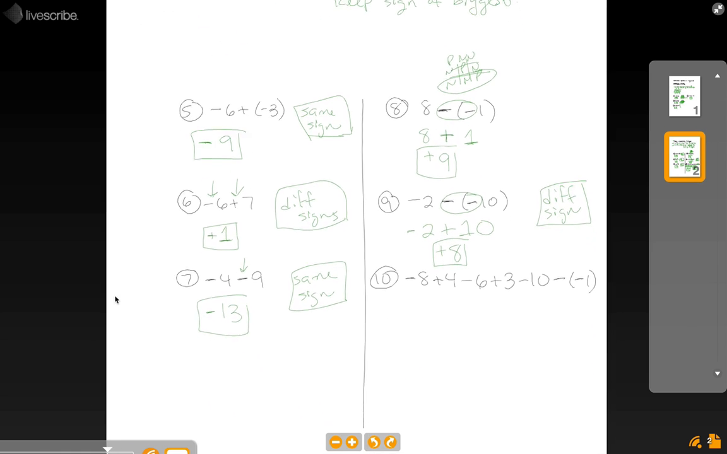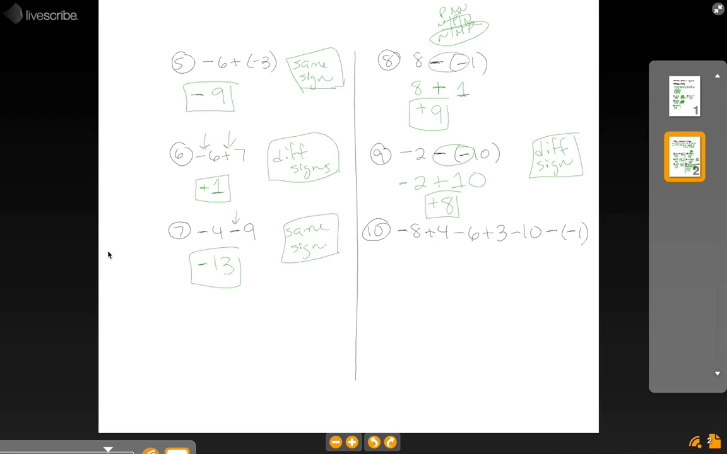Finally, let's take a look at number 10, which looks a little scary, but don't freak out on me. The first thing that I notice is these double negatives right here, which we were just talking about. Those double negatives should be multiplied, so that a negative times a -1 comes out to be a +1. Now we can go ahead and do our signs. What I'm going to do here is collect all my negatives together. So I have a -8, a -6, and a -10.